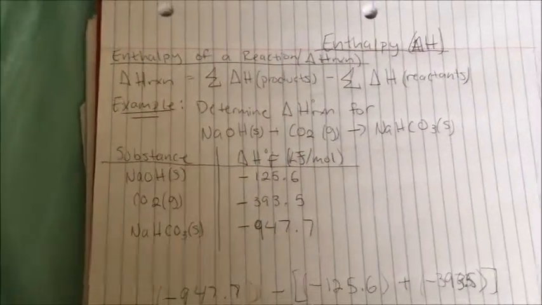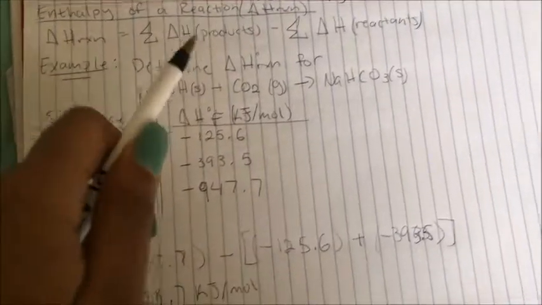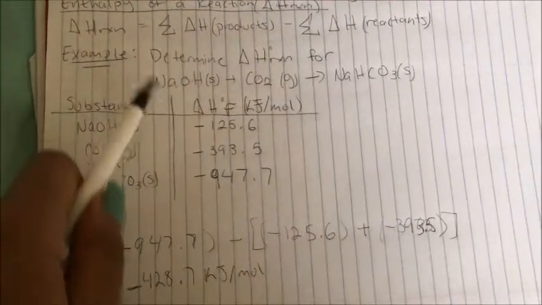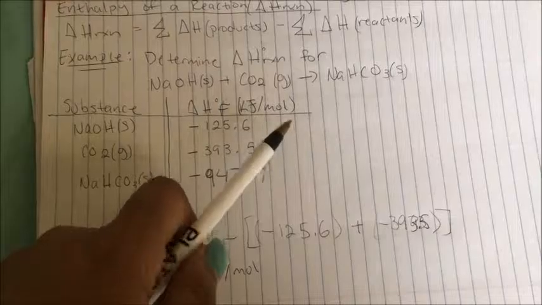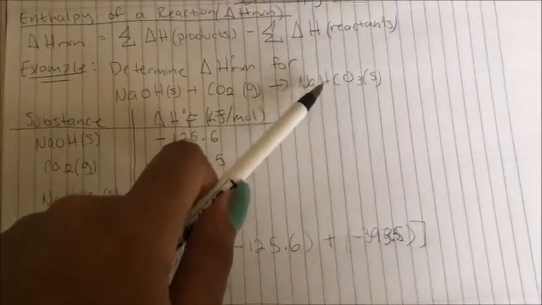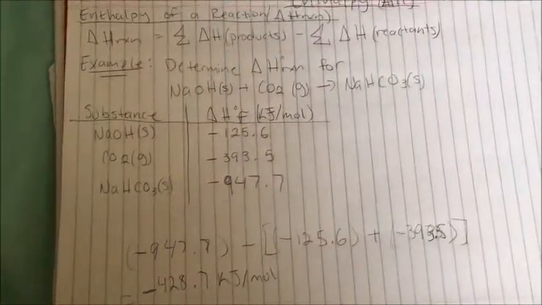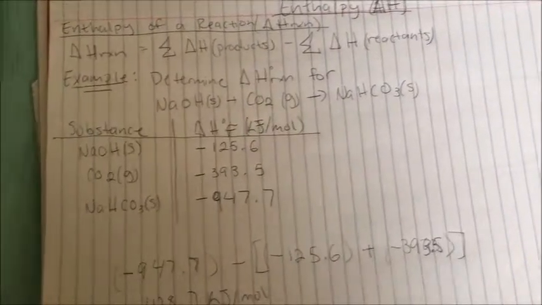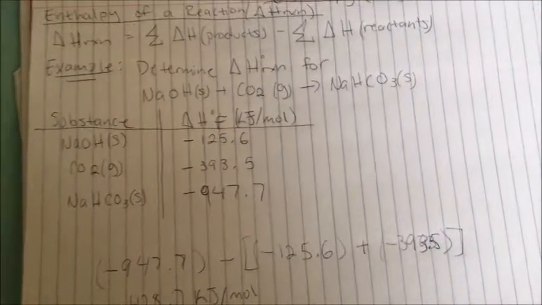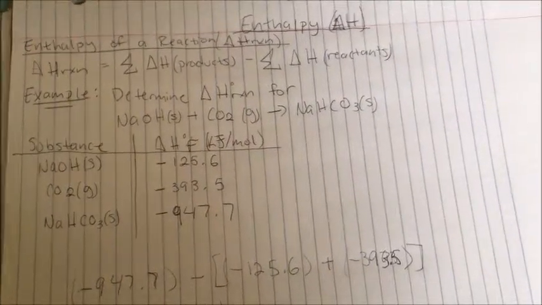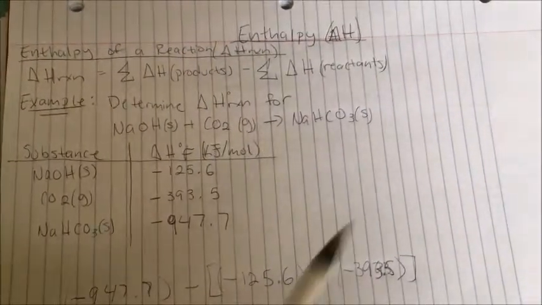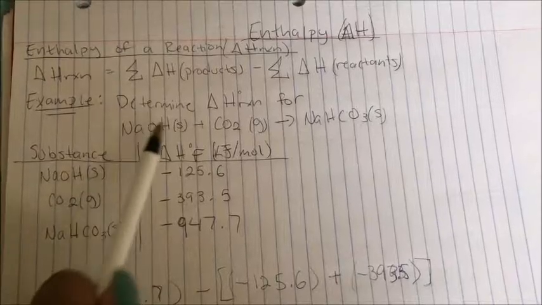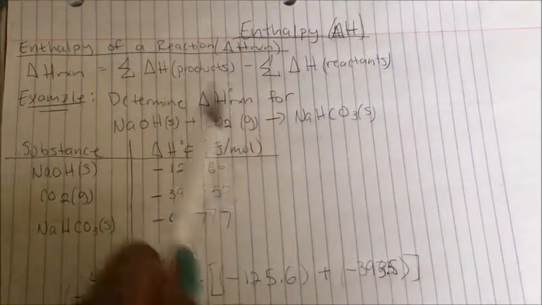So let's look at an example. Let's say we are asked to determine the enthalpy of a reaction for NaOH plus CO2 to form NaHCO3. We are given the enthalpies of all the substances in the reaction. So now we just have to determine what's the product and what's the reactants. We can see that NaHCO3 is the product, meaning that NaOH and CO2 are the reactants.